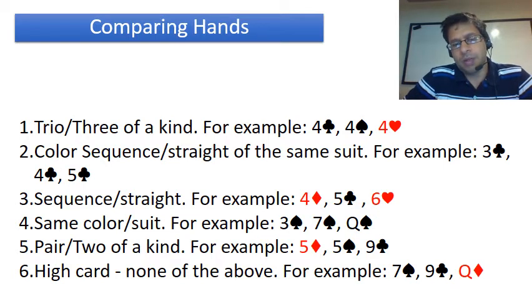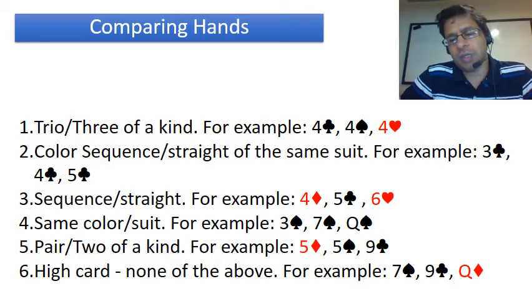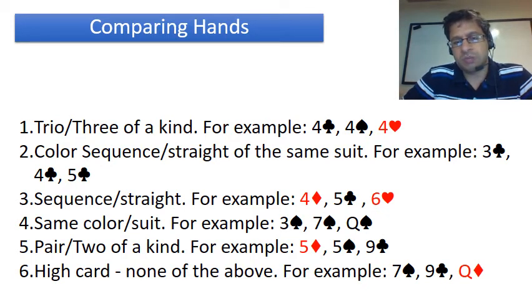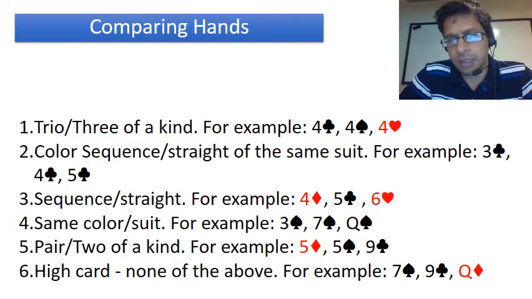Two of the cards having the same number is called a pair. For example, in this hand we have a five of diamonds and a five of spades. And if none of these things happen, the hand is called nothing, or just the high card hand.